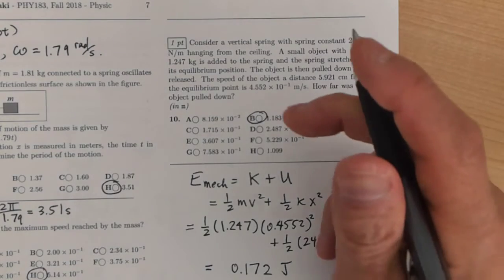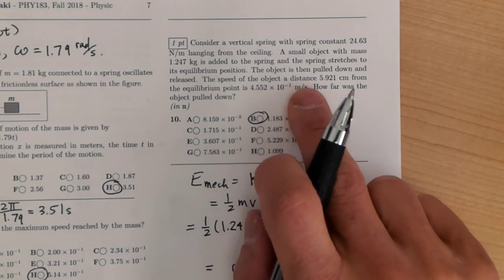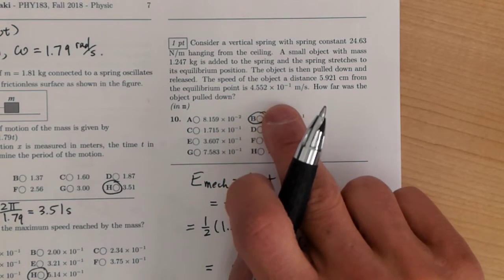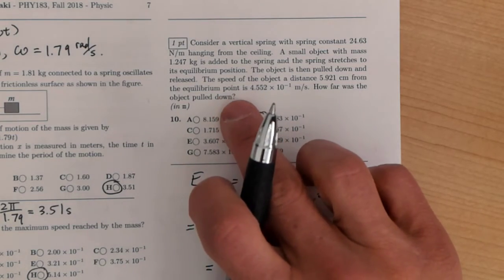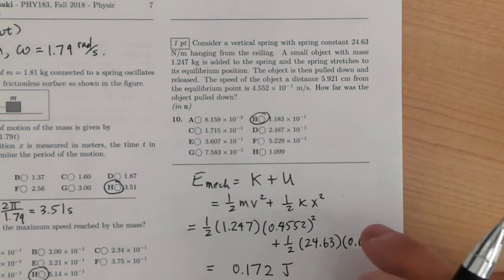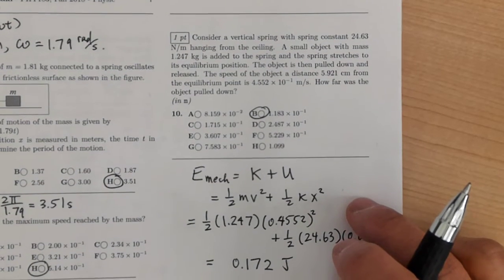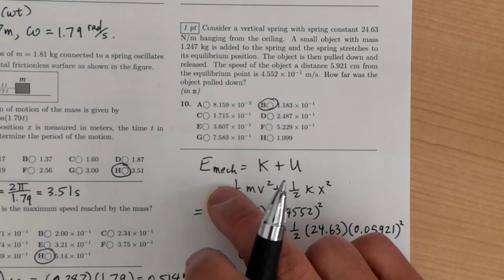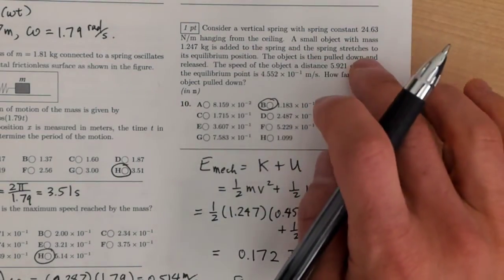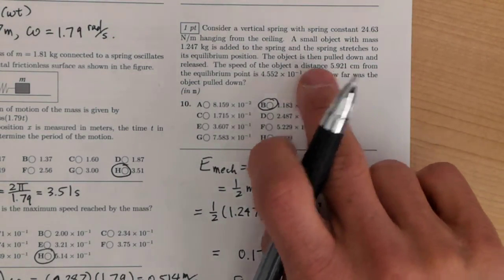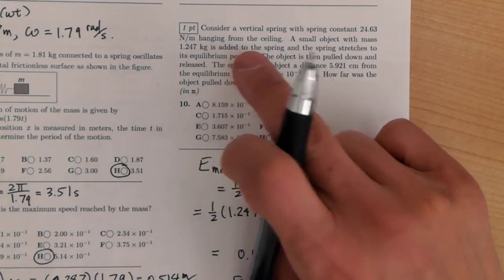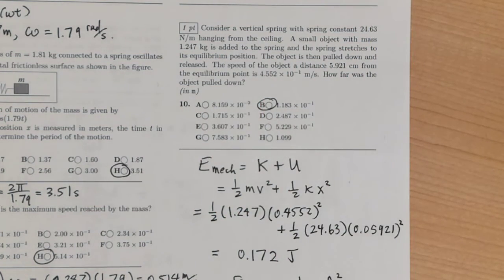Okay, so they are giving you a speed, they're giving a distance from the equilibrium, so we want to know the amplitude, how much it was pulled down in the beginning. So this is a conservation of energy problem. That's how we're going to figure it out. Notice the clues in this. They tell you the distance from equilibrium, they tell you the speed. That should give you some hint that this is a conservation of energy problem.